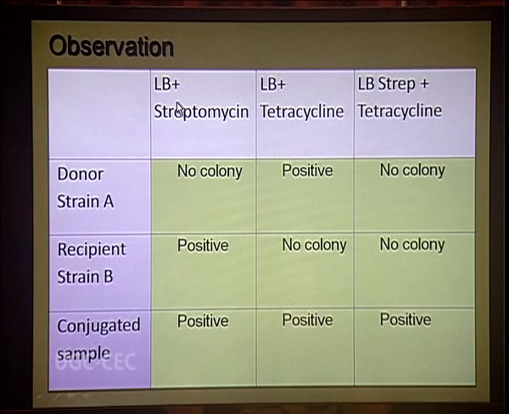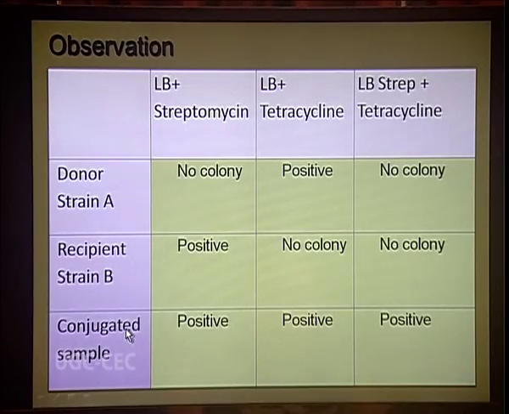Whereas the tube wherein conjugation event has actually taken place will give colonies in streptomycin plates as well as tetracycline plates and the plate containing both antibiotics. So getting positive colonies in all these plates is indicative of a successful conjugation event, wherein we can see that the tetracycline resistance gene has been transferred from the donor bacteria A to the recipient bacteria B, and this conjugated strain has now become resistant towards tetracycline and streptomycin both.